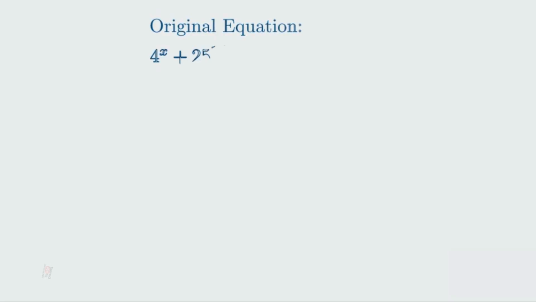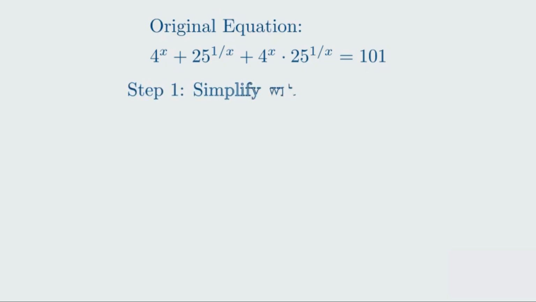Let's quickly recap what we've accomplished in this video. We started with a very complex exponential equation: 4 to the x plus 25 to the 1 over x plus their product equals 101. First, we simplified it using substitution. We let a equal 4 to the x and b equal 25 to the 1 over x, giving us a plus b plus ab equals 101. This was the first key step, simplifying the problem through substitution.